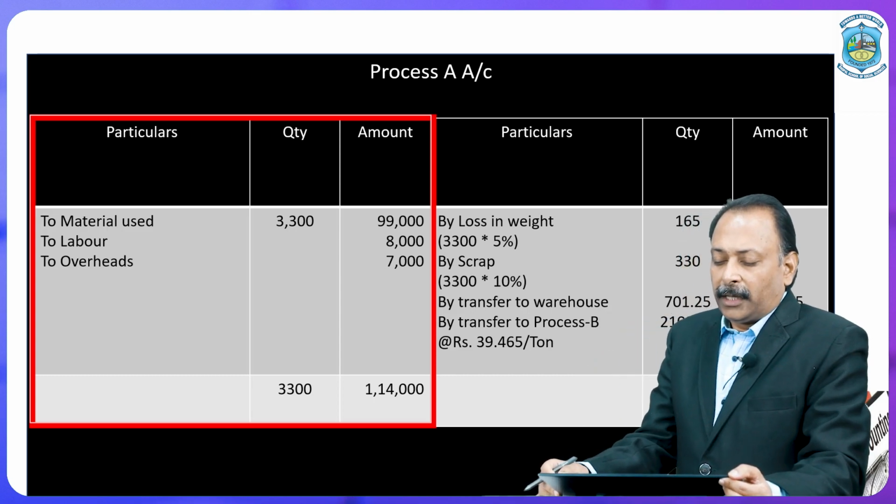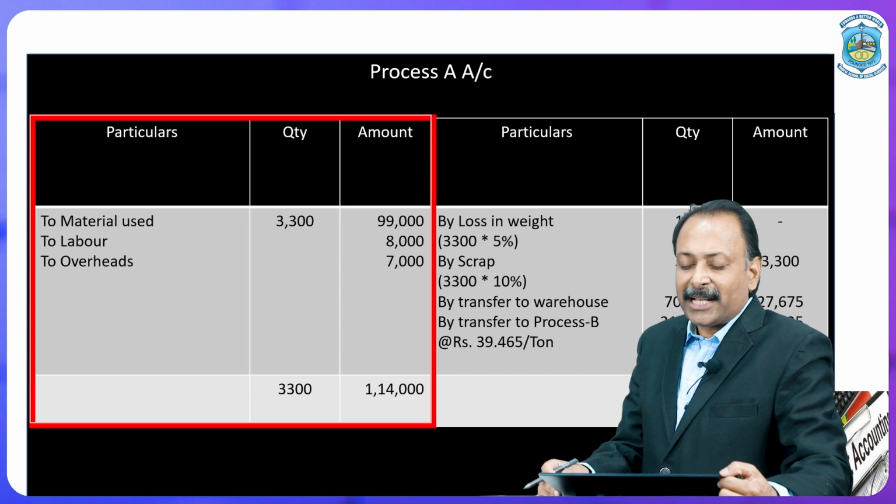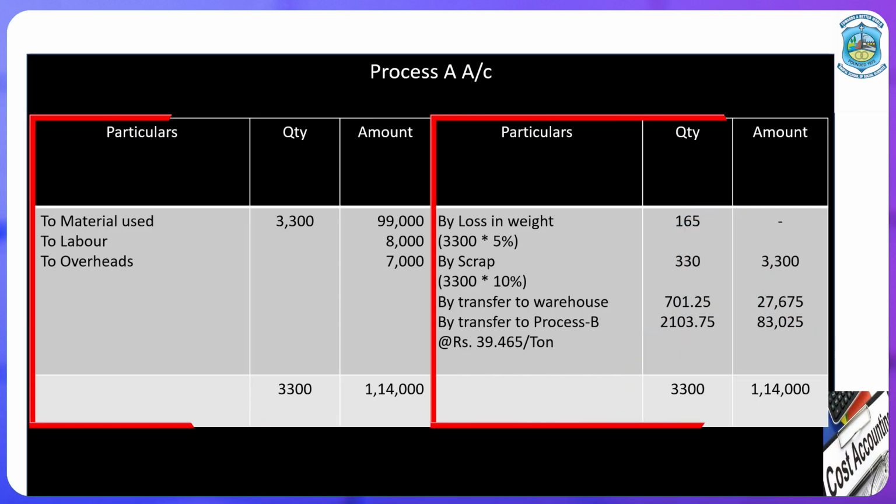Now, in the question it is mentioned that there is a loss in weight of 5%. Always we have to calculate loss in weight on input. Input is 3,300. So, we have to calculate 5% on 3,300. 5% on 3,300 is 165. No amount is realized, so the amount column is a dash. Then we have scrap.